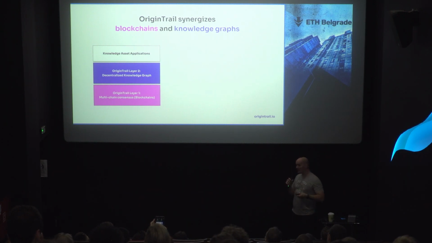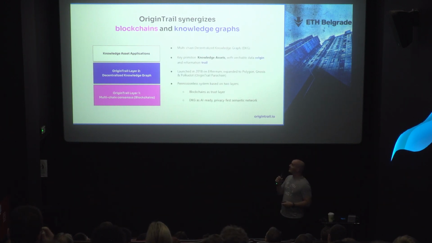So in many ways, OriginTrail marries this old Web 3.0 vision of the semantic web, Tim Berners-Lee, and the new Web3. Essentially, like I said, it's a multi-chain decentralized knowledge graph, or DKG for short. The key primitive is these knowledge assets, which I'll explain in a bit more detail. Essentially, knowledge NFTs. And they have a very cool property: they have a verifiable data origin, an information trail. See what I did there.